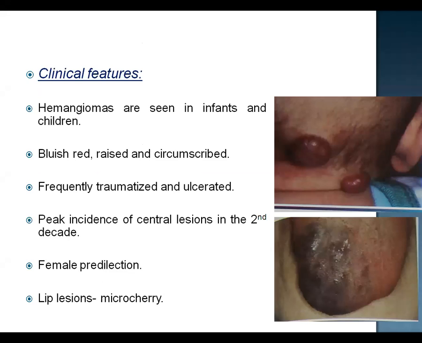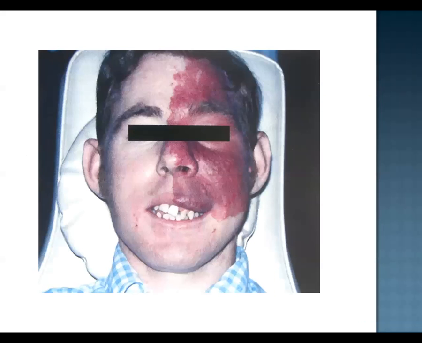Hemangiomas are seen in infants and children, bluish red in color, raised, circumscribed nodular lesions, frequently traumatized or ulcerated. Peak incidence of central lesions is in the second decade of life. Female predilection is greater. Lip lesions are known as cherry lesions. Hemangiomas are also known as pigmented lesions because they show variations in color. Another picture of hemangioma.